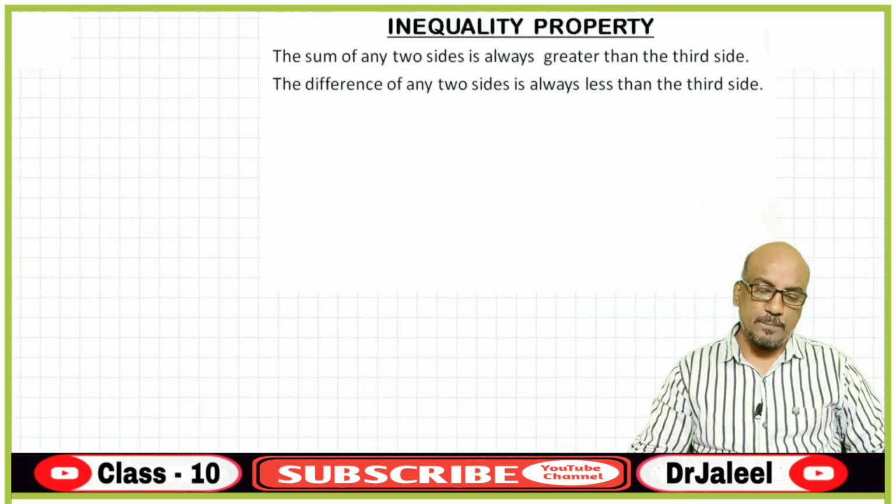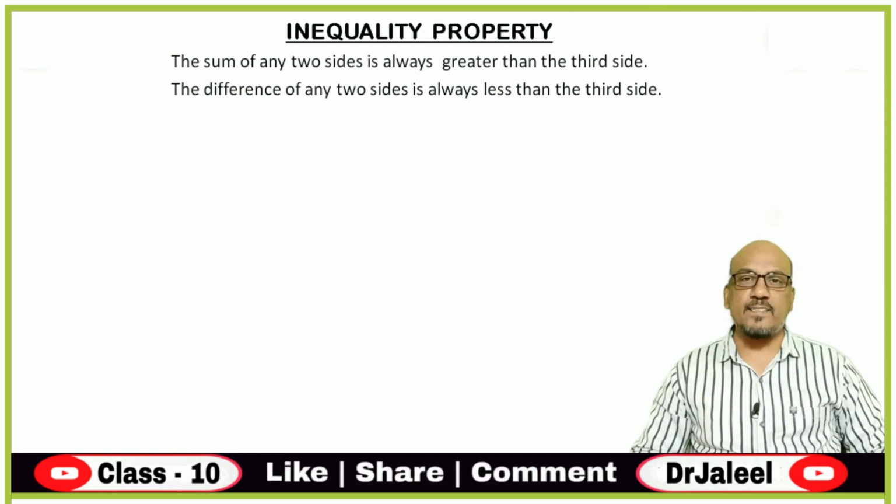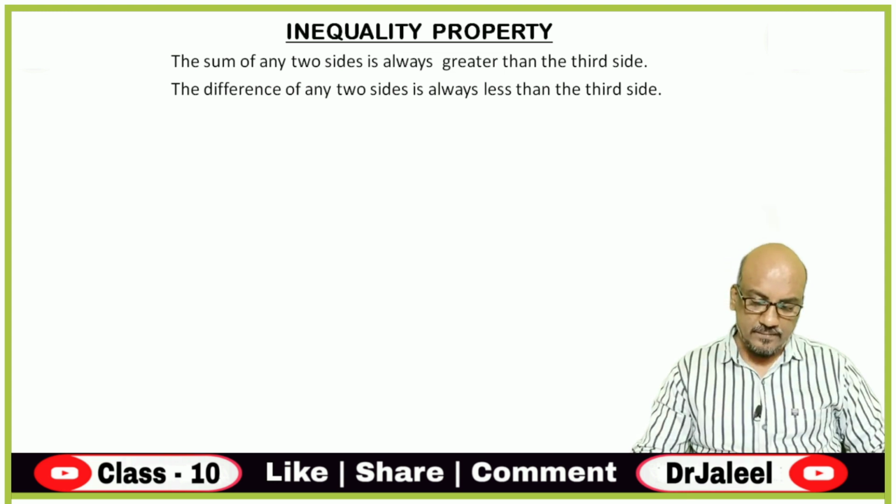Let us go for the next property. Inequality property. The sum of any two sides in a triangle is always greater than the third side. The difference of any two sides is always less than the third side. Let us check it.